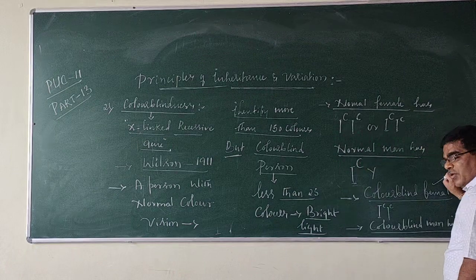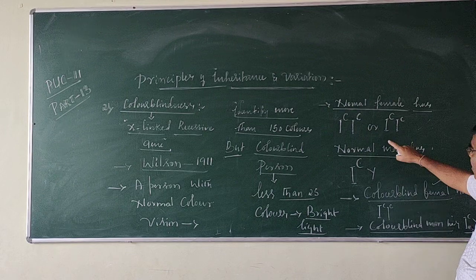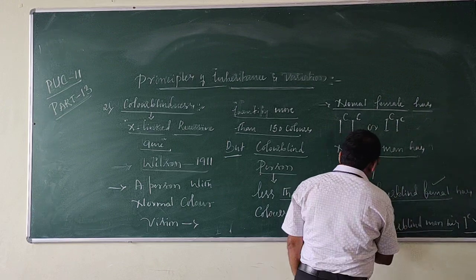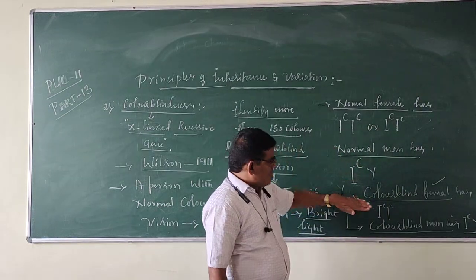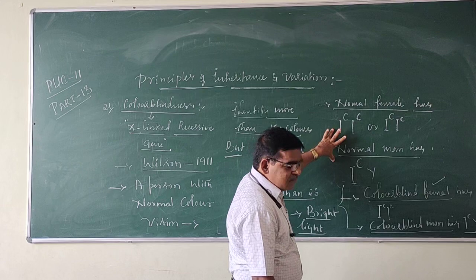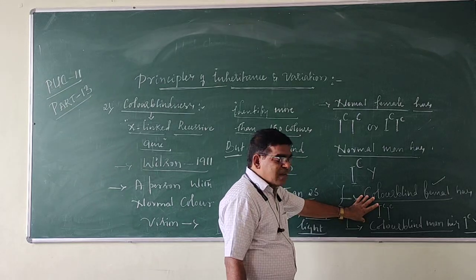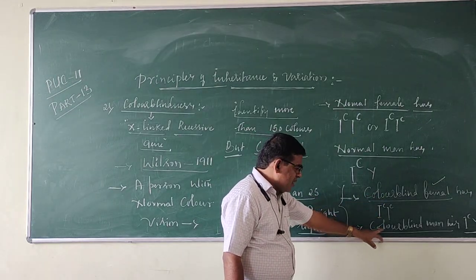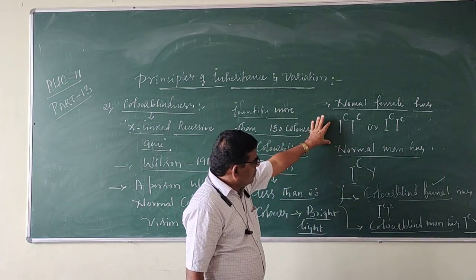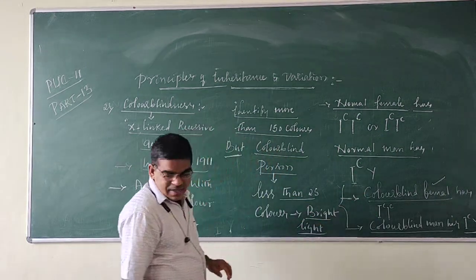This is the genotype for normal and color blind, both in male and female. These two are normal genotypes, both male and female, but these two are color blind genotypes, in female and in male. So that is the difference between normal and color blind. Okay.